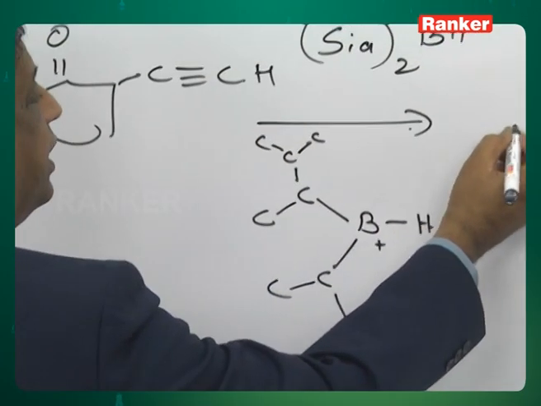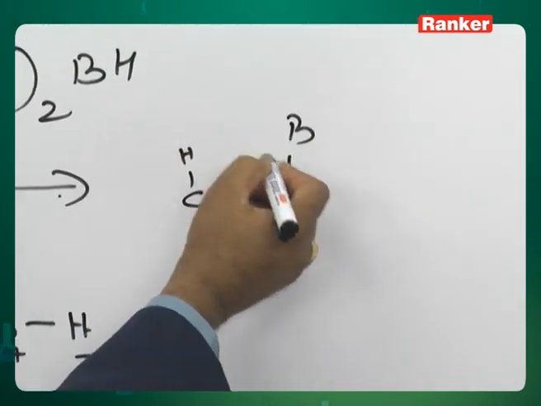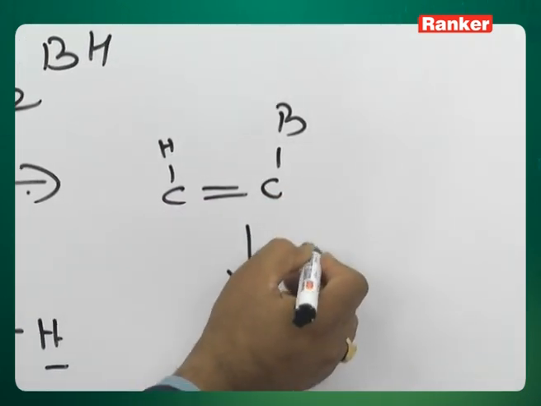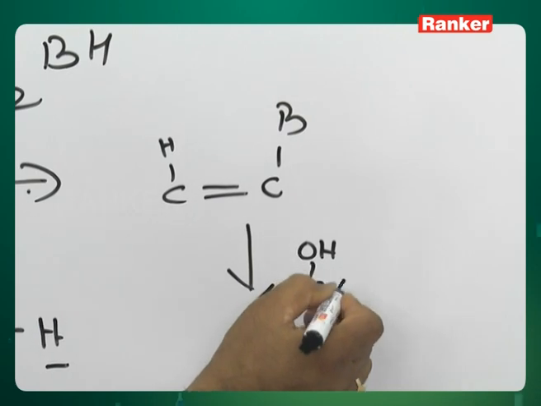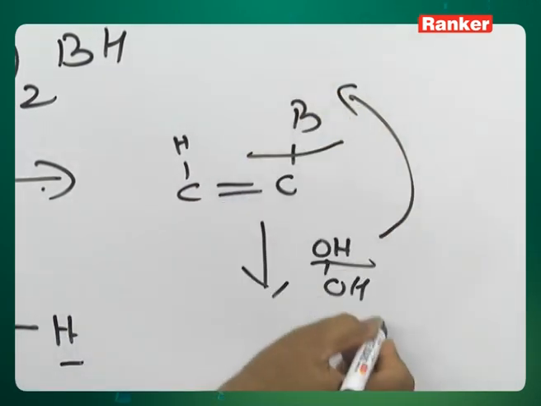So this reaction will become a boron with the hydrogen, and which on subsequent treatment with hydrogen peroxide, OH and OH, one OH will be replacing, one OH goes to the boron and another OH goes to here.